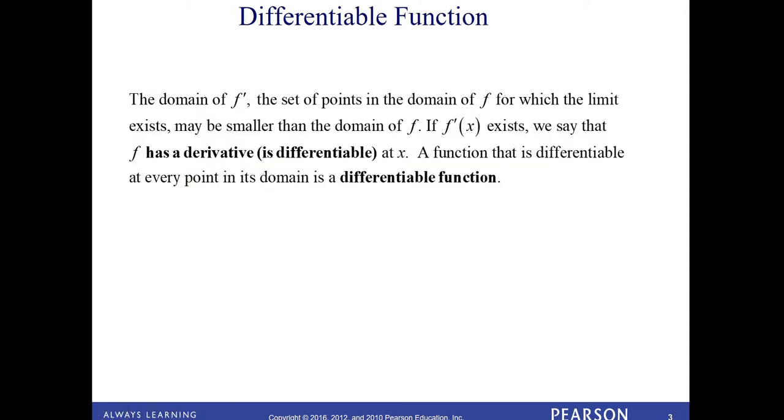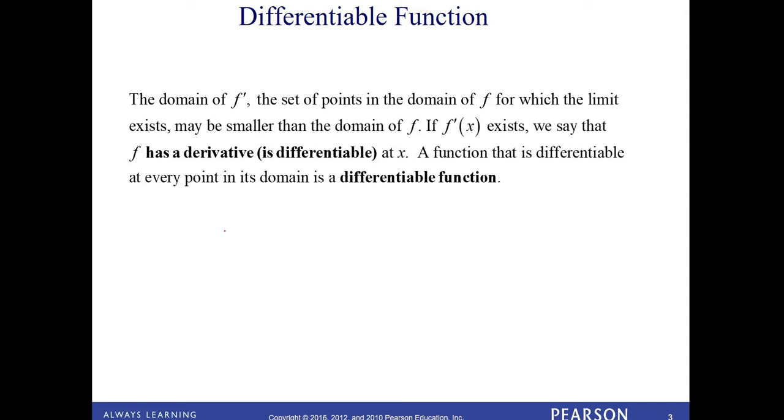The domain of f prime, the set of points in the domain of f for which the limit exists, may be smaller than the domain of f. Sometimes a function has a value at a particular place, but it does not have a derivative there. If f prime exists, we say that f has a derivative or is differentiable at x, and the function that is differentiable at every point is a differentiable function.